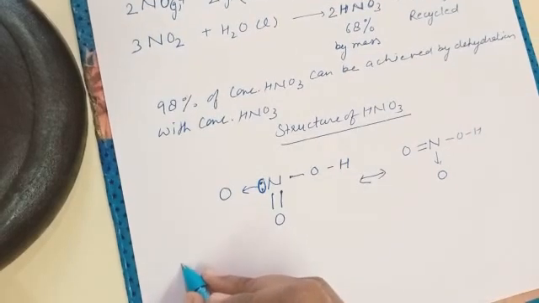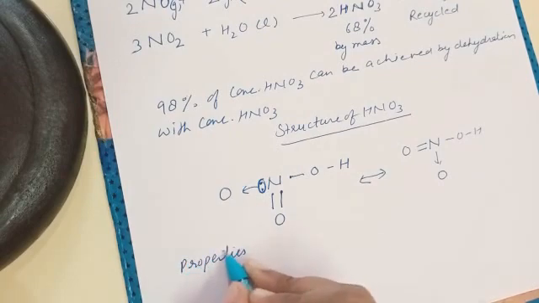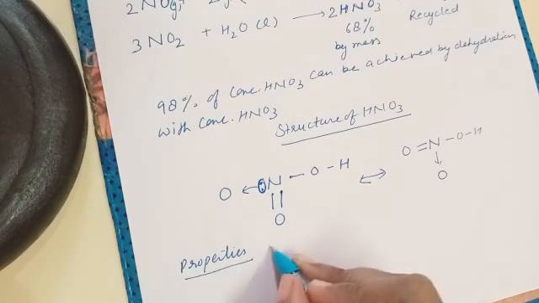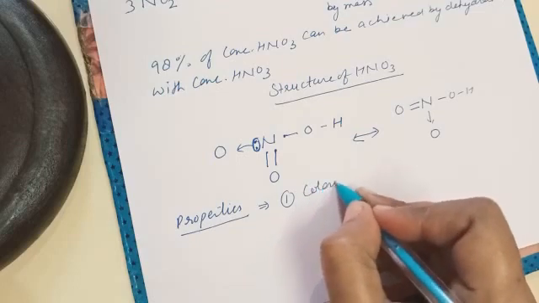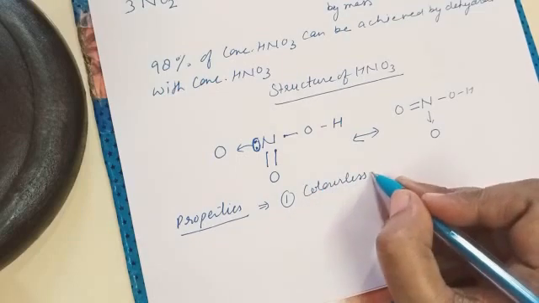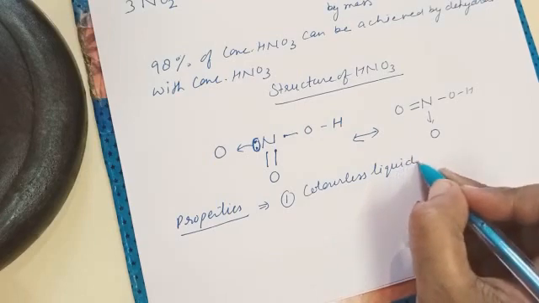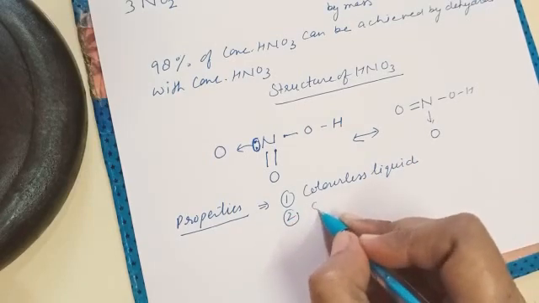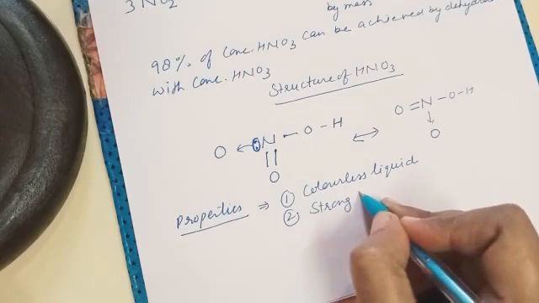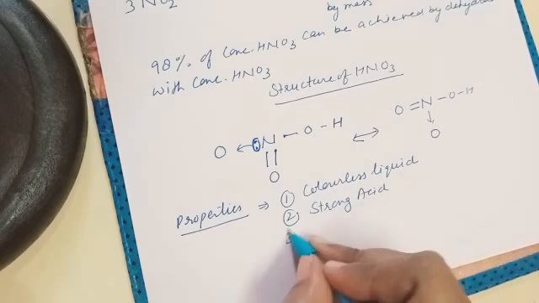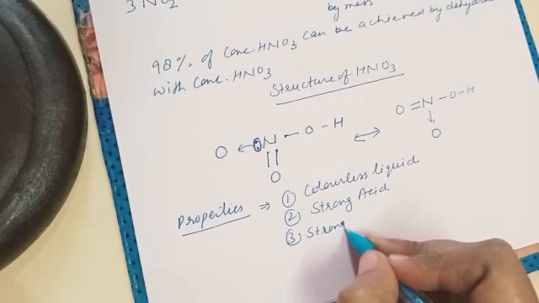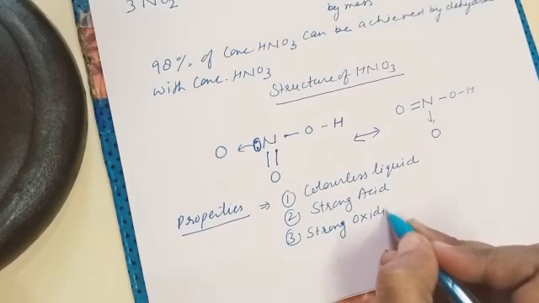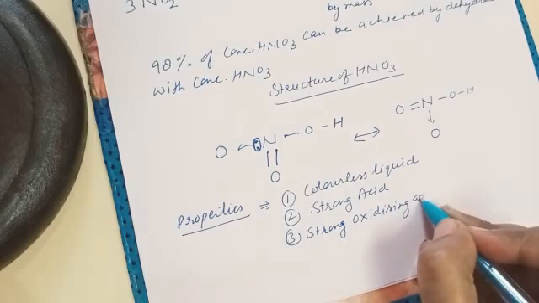Now we talk about the properties of HNO3. Number 1 property: it is a colorless liquid. Number 2, it is a strong acid, and it is also used as a strong oxidizing agent. Strong oxidizing agent.